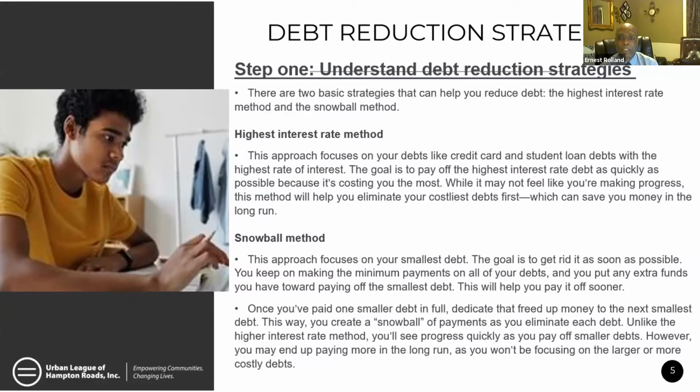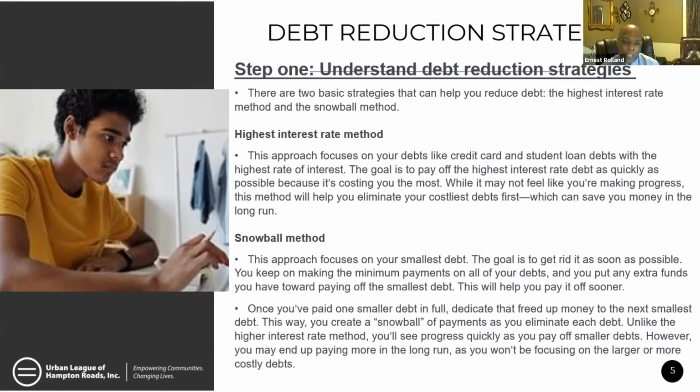So here are some debt reduction strategies. Step number one, there are two basic strategies that can help you reduce debt: the highest interest rate method and the snowball method. The highest rate method focuses on your debts, like credit cards and student loans, which have the highest rate of interest. The goal is to pay off the highest interest rate debt as quickly as possible because it's costing you the most. While it may not feel like you're making progress, this method will help you eliminate your costliest debts first, which can save you money in the long run.